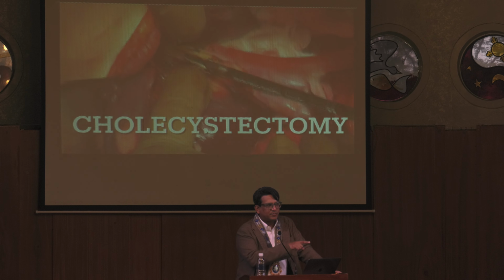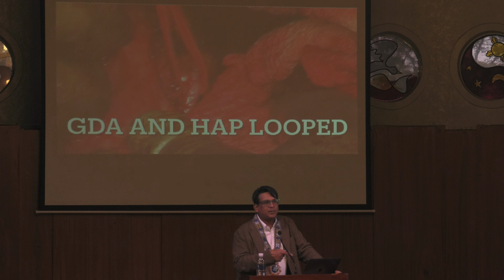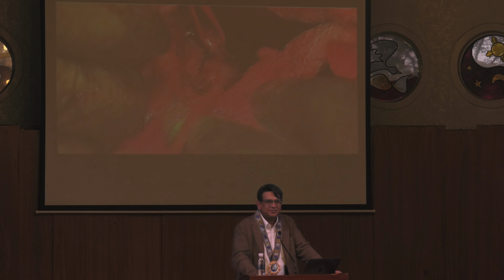This is the gallbladder being removed. We have to remove the gallbladder because we don't want the chemotherapy to go to the gallbladder by mistake, because it has similar blood supply. So we find the hepatic artery.